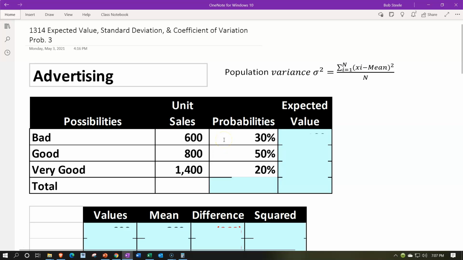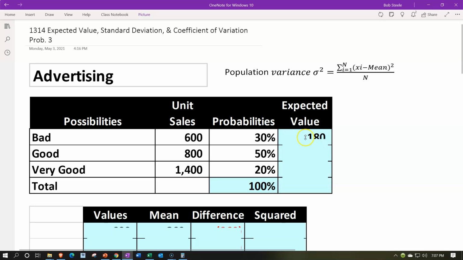So if it was bad, we're going to say the 30%. Good or average possibly, that would be the 50%. You would expect that one to be the larger of the percentages, right? And then very good at the 20%. The percentages need to add up to 100%.